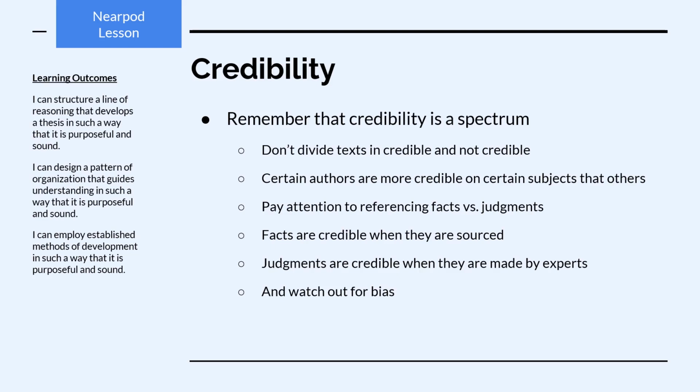Pay attention as well when you're trying to determine credibility to whether you're referencing facts versus referencing judgments. Facts are going to be credible by a lot of different authors just by being sourced. If the author provides a source for their facts, that's going to be credible pretty much whoever that author is. Judgments, on the other hand, opinions, arguments that an author's making, those are really only credible when made by experts in that particular area. So be careful there and really think about who the author is, what their credentials are, before just repeating judgments that they've made.